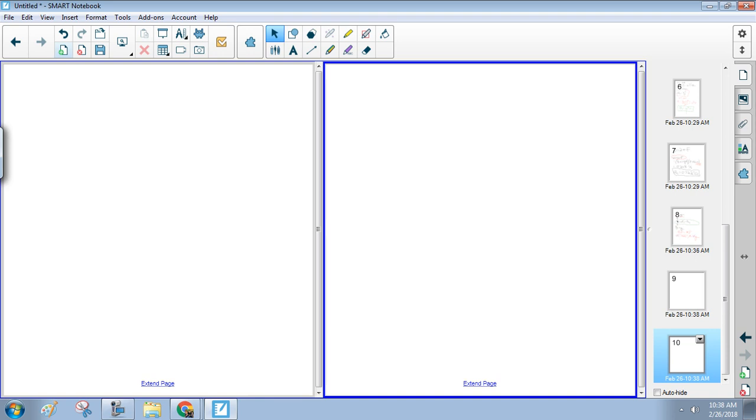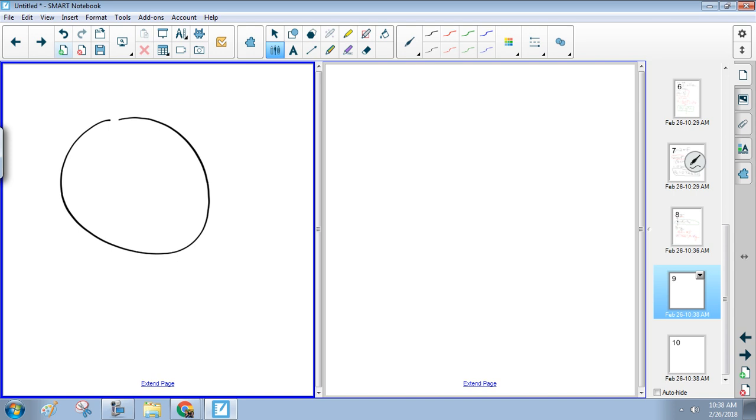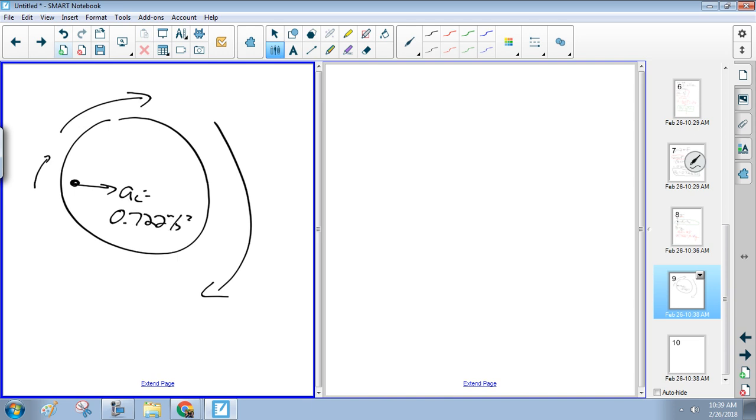Okay, so now what's happening is this. Top view, here's my seed, and it's spinning around but speeding up as it goes. So now we're going to have two types of acceleration. There's going to be centripetal acceleration, which is 0.722 meters per second squared. Follow? There's also going to be tangential or linear acceleration to make it speed up, right? Does that make sense?